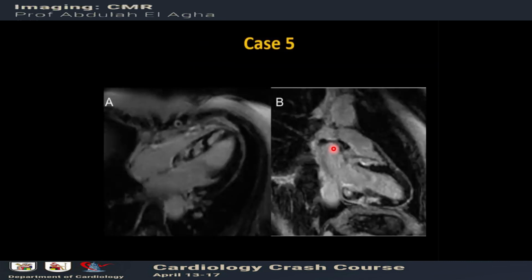This is another case showing how cardiac MRI can deal with infiltrative heart disease. This is a four-chamber view and a two-chamber view. And as you see here, granulomatous, non-caseating areas of fibrosis.